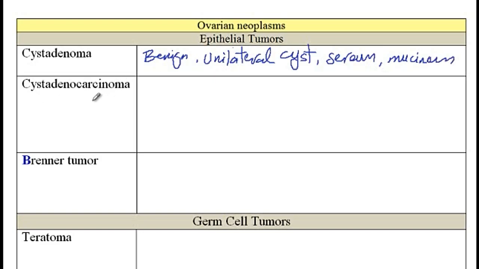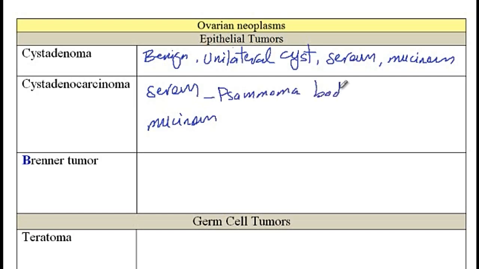Cystadenocarcinoma, on the other hand, gives rise to the majority of the malignant tumors of the ovary. These tumors usually present as multiloculated cysts with either serous or mucinous lining. The serous lining presents with psammoma bodies, which are round collections of calcium, while the mucinous form presents with pseudomyxoma peritonei, where there are mucinous or gelatinous ascites that are building up in the abdomen.